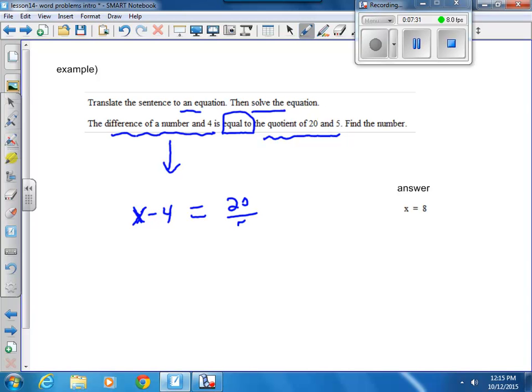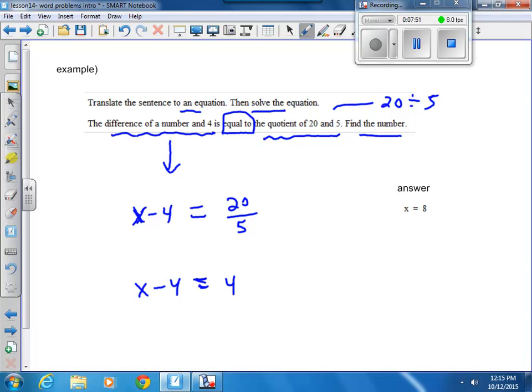I like to write it as a fraction though, 20 over 5. So note to self, you could say 20 divided by 5, but we're going to get away from that notation and say 20 over 5. Then find the number. Well, let's clean that. 20 over 5, or 20 divided by 5, is clearly 4.